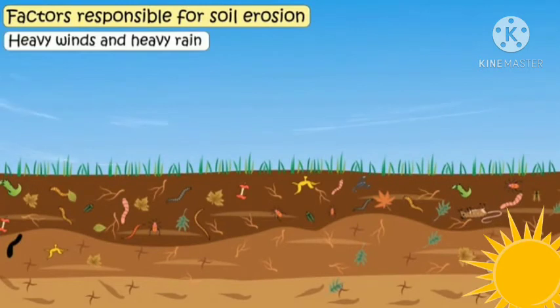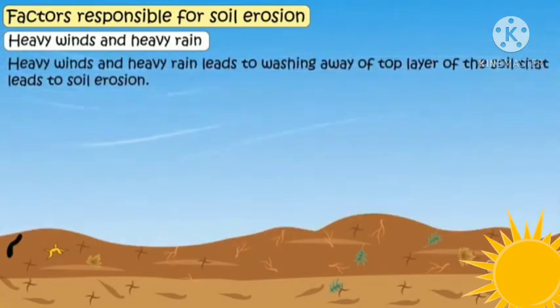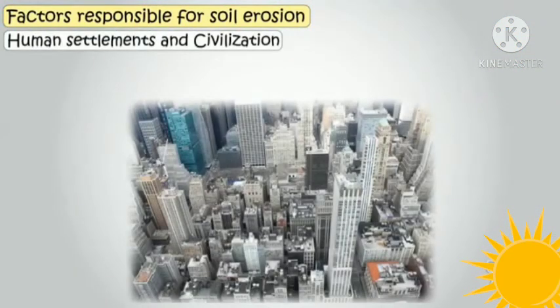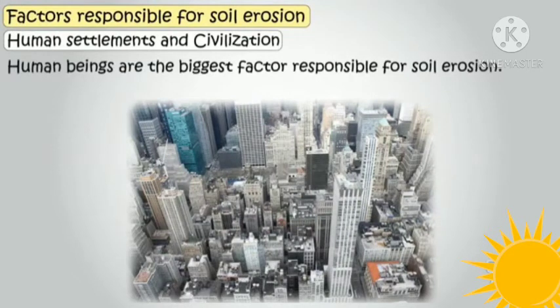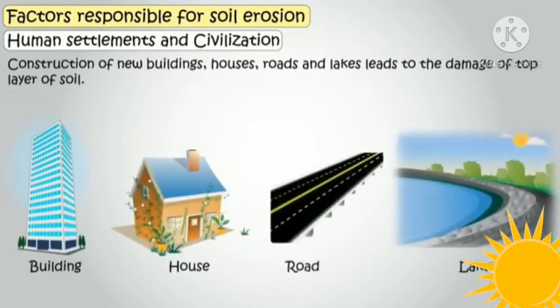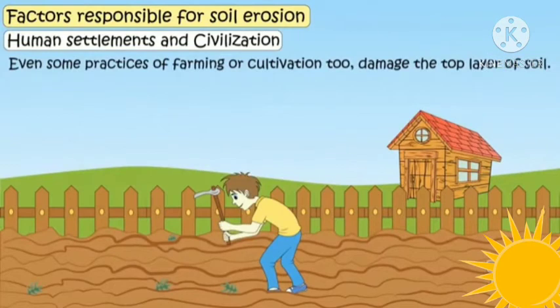Factors responsible for soil erosion: heavy winds and heavy rain. Heavy winds and heavy rain lead to washing away of the top layer of the soil, which leads to soil erosion. Human settlements and civilizations. Human beings are the biggest factor responsible for soil erosion. Construction of new buildings, houses, roads, and lakes leads to damage of the top layer of soil. Even some practices of farming or cultivation damage the top layer of soil.